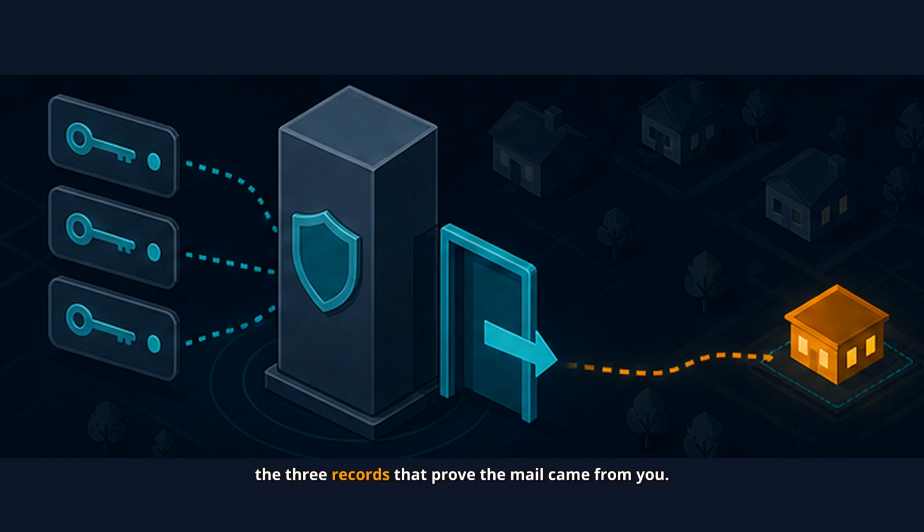Authenticate your domain with SPF, DKIM, and DMARC, the 3 records that prove the mail came from you. Offer a one-click unsubscribe and honor opt-outs within 2 days. Cross the complaint line on a stale list, and you poison the domain every future email rides on.